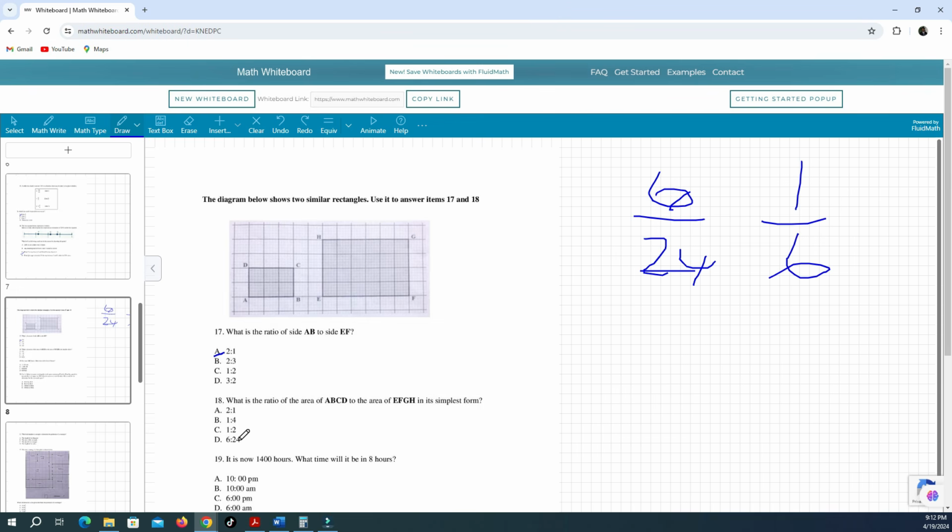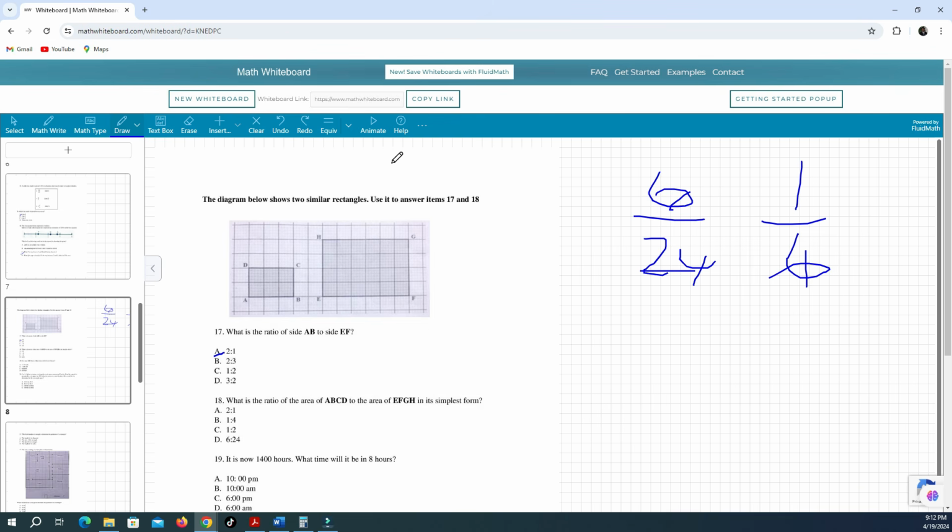So it would be 4. What did I do here? I think I need to get good on my math. 6, 4 is 24. So that should be 4. So it's 1 to 4.